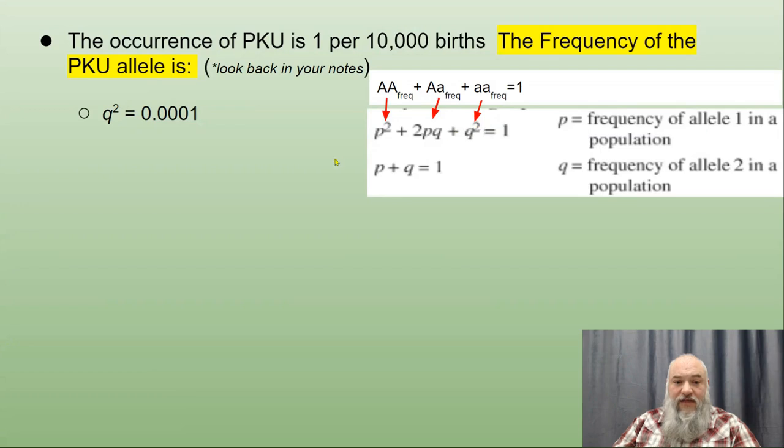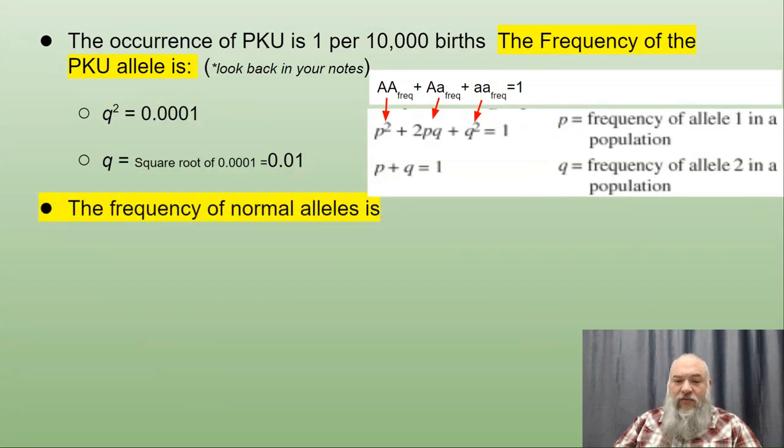Okay. So if we want to figure out the frequency of q, we need to take the square root of this, right? Because q squared is equal to that. So the square root of 1 in 10,000 is 0.01. So now we know what q is. If we know what q is, we can figure out p pretty easily. The frequency of the normal allele is 1 minus q, because it should always add up to 1. So 1 minus 0.01. So the normal allele is in 99% of the population.